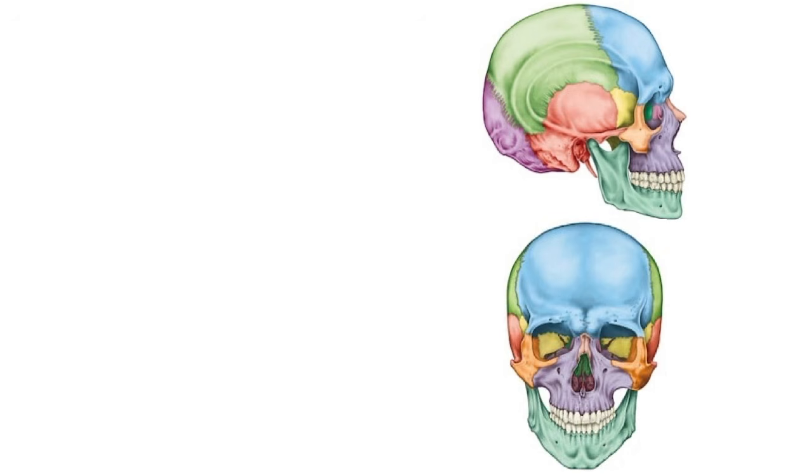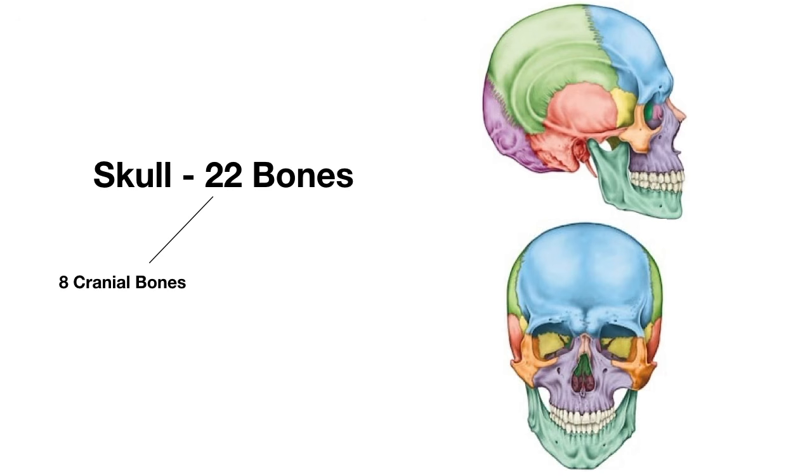In this video, we're going to talk about the different facial bones and important features you should know about each one. The skull has a total of 22 bones. 8 of those are cranial bones that make up the cranium around the brain, and 14 of those are facial bones that make up the face. In a previous video, we discussed the cranial bones. Now we're going to focus on the facial bones.